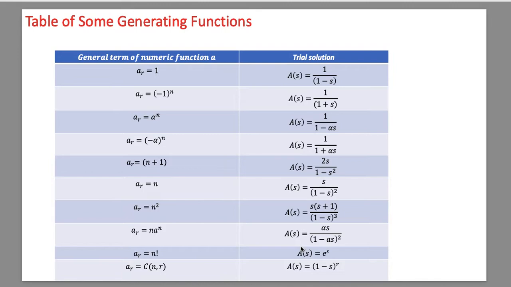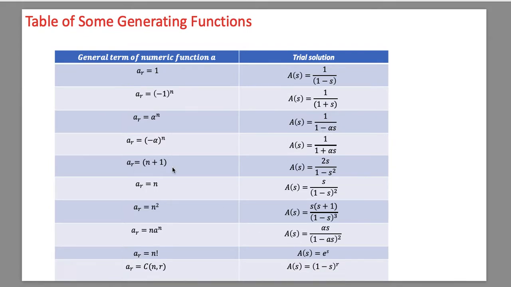Here I have written some numeric functions and corresponding generating functions which we will use as trial solutions. Suppose a_r is equal to 1, then A(s) is equal to 1 upon 1 minus s. If a_r equals (minus 1) raised to power r, then A(s) is 1 upon 1 plus s. If a_r is alpha raised to power r, then A(s) is 1 upon 1 minus alpha s. We have also learned how to find these in the previous lectures.